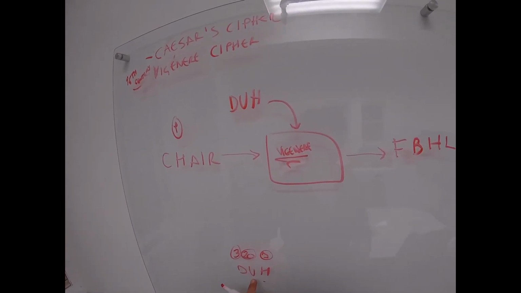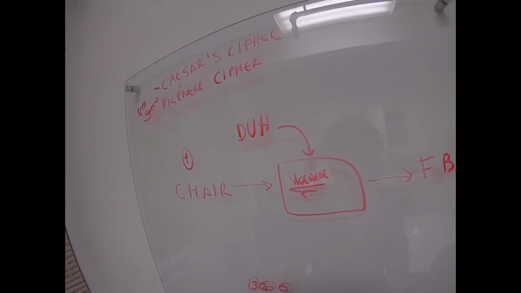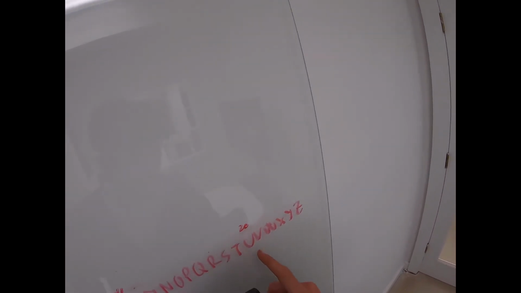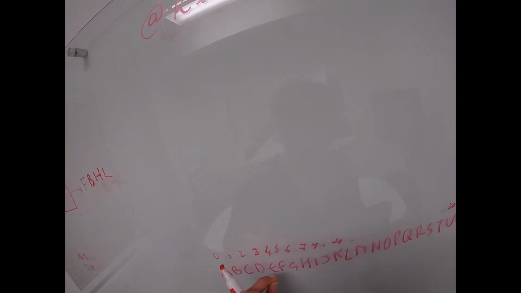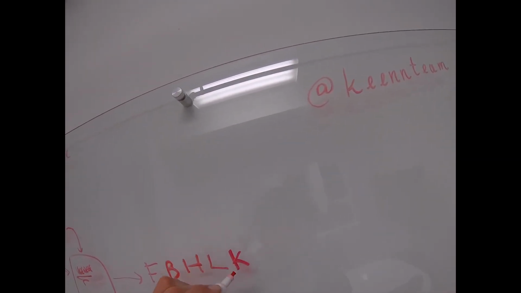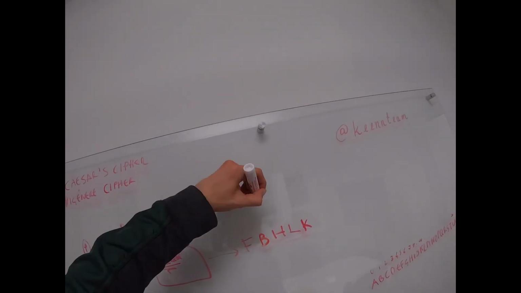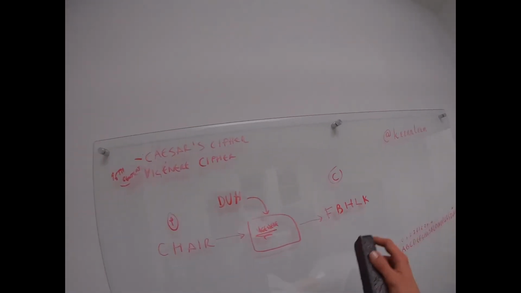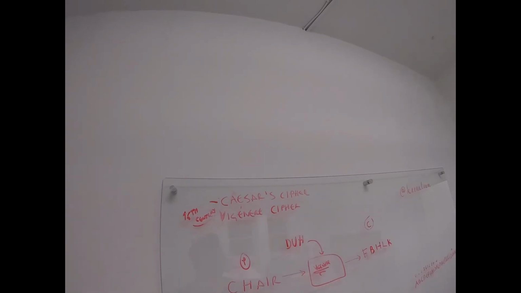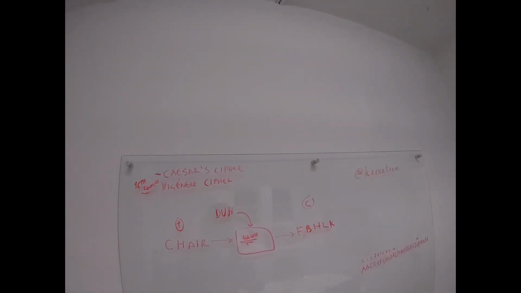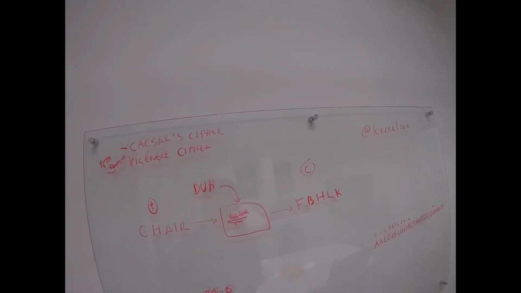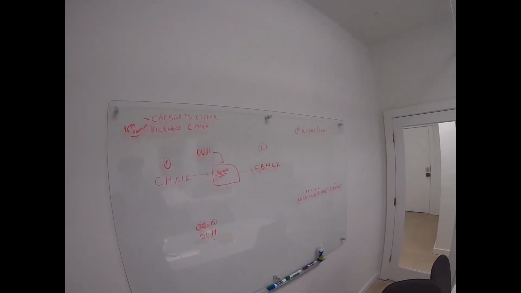move to the next key, 20 times, so R, 1, 2, 3, 4, 5, 6, 7, 8, 9, 10, 11, 12, 13, 14, 15, 16, 17, 18, 20. We're gonna have a K. Okay, so this is our ciphertext. Encrypted using the Vigenere Cipher and using a key of DUH.